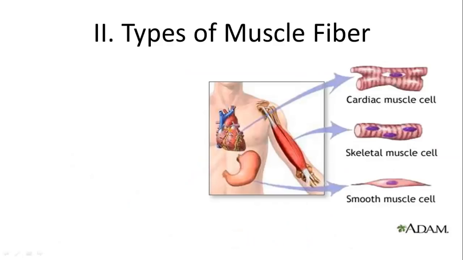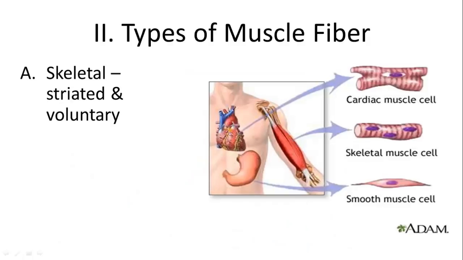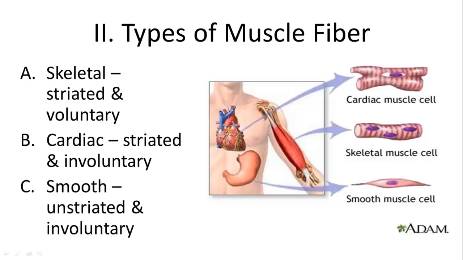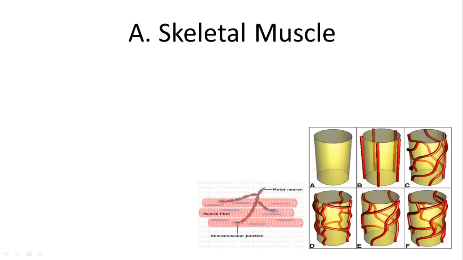We have already gone over the three types of muscle tissues. Our skeletal muscle is striated and is under voluntary control, conscious control from the nervous system and brain. The cardiac muscle is striated but is under involuntary control, and so is the smooth muscle, but smooth muscle is also unstriated. So we'll first talk about skeletal muscle.